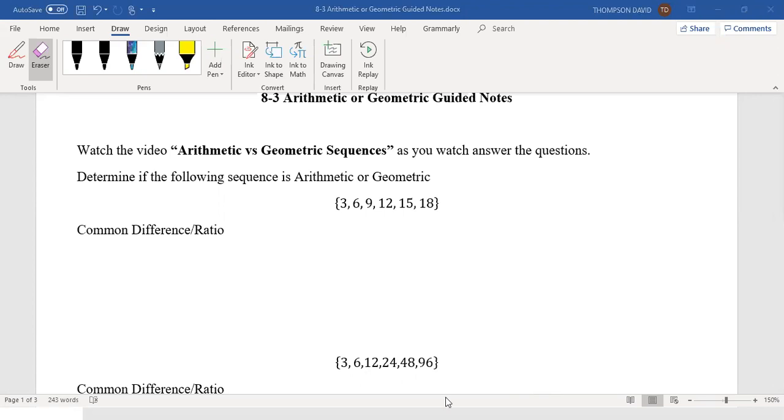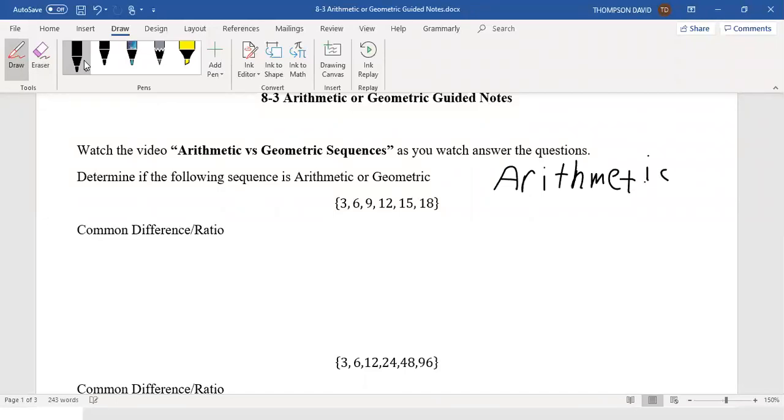In this video, I intend to show you how to determine whether a sequence is arithmetic or geometric. Recall that arithmetic means you're adding or subtracting, and geometric means you're multiplying or dividing. So the first thing I'm going to check is see if we can find a common difference or common ratio.